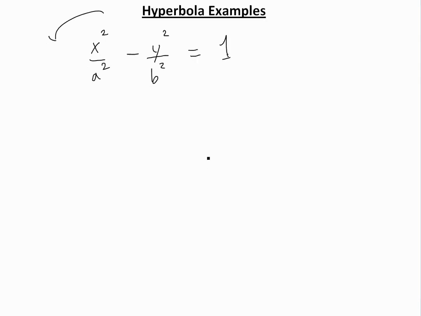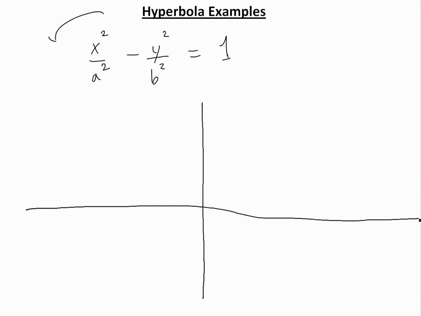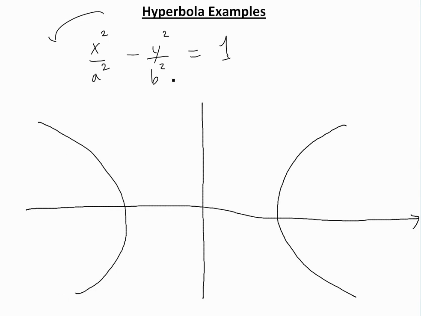So just to recap, for the hyperbola equation we derived x squared over a squared minus y squared over b squared is equal to 1. If you were to graph this equation, you're going to have something like this. This is the x-axis, this is the y-axis.